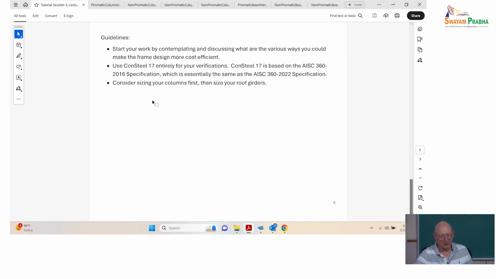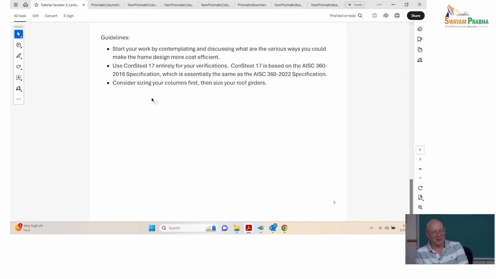The guidelines, we'll come back to these later once we've worked through the modeling, analysis, and design verification with Belint on the frame that you see here. Once you're getting into your groups, let's start by contemplating and discussing what are the various ways you can make this frame design more cost efficient. And then we'll use Consteel entirely for the verifications.